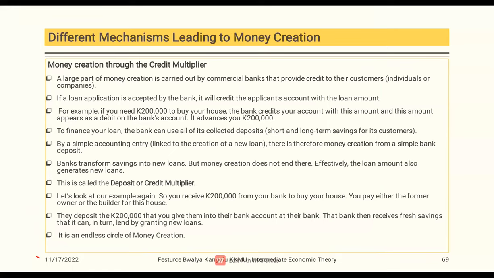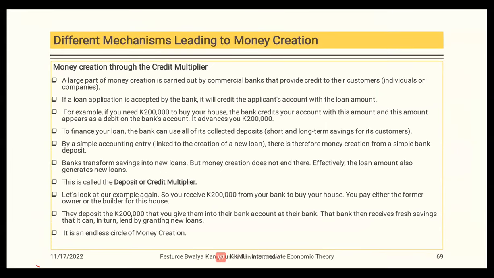Now let's look at the concept of money creation and the credit multiplier. You find that a large part of money creation is carried out by commercial banks. These are the ones that give out credits; they are the ones that create money. If a loan application is accepted by the bank, it will credit the applicant's account with the loan amount. It'll give you some loan.